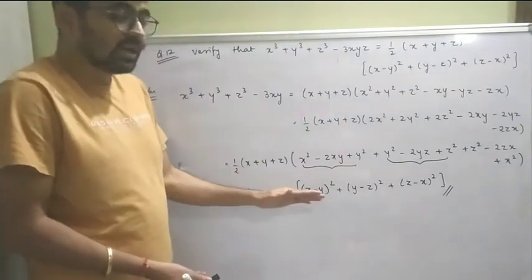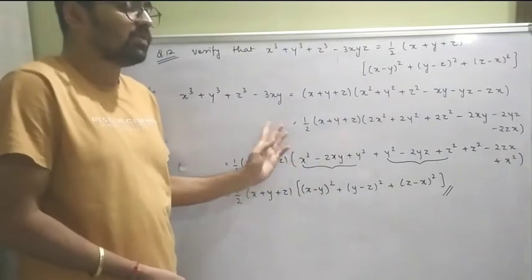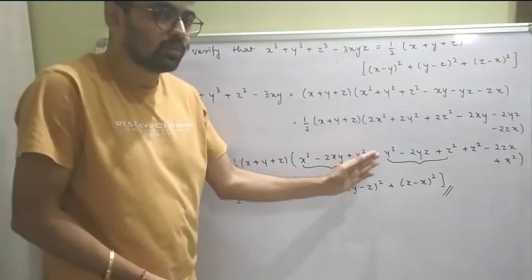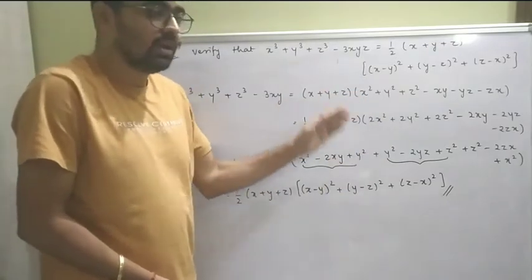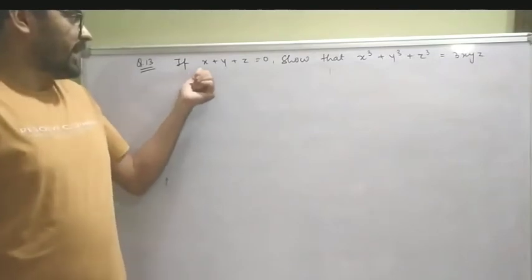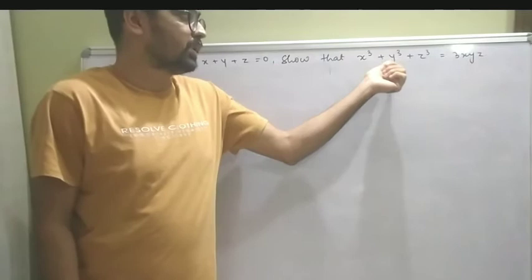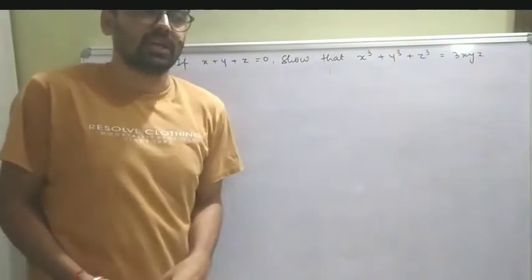And if you didn't understand properly, rewind the video, watch it again, listen to me very carefully what I am trying to tell you. That's it from this question. Pause the video and note it down. Question number 13. If x plus y plus z is equal to 0, then show that x cube plus y cube plus z cube equals 3xyz.